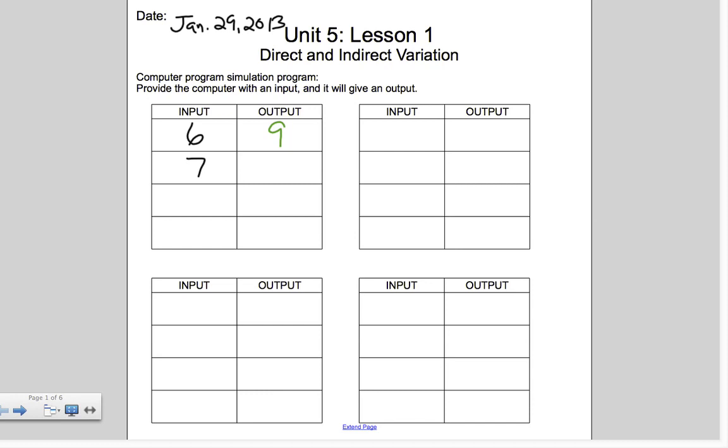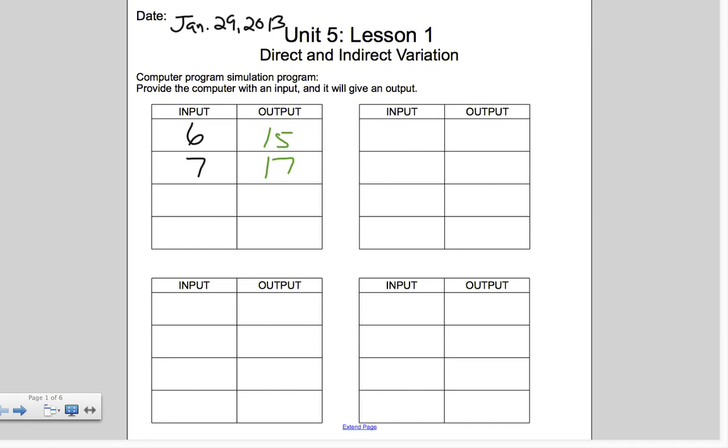Actually, no, the output was wrong. The output's actually, sorry, 15. So for 7, the output is 17. Oh yeah, I know. That's easy, so you got it. Keep it to yourself.